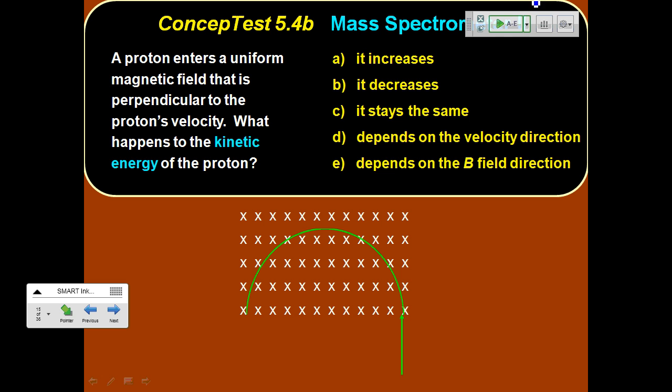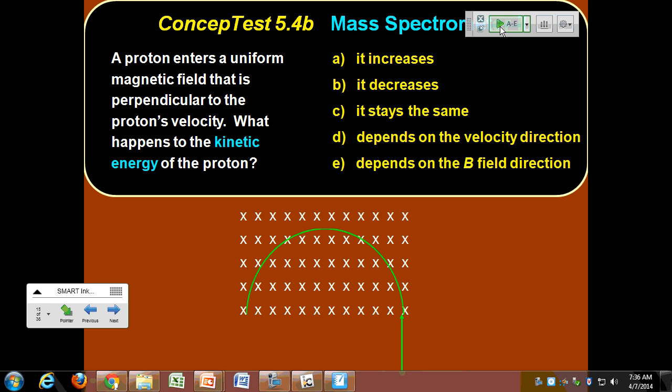All right, a proton enters a magnetic field. It's perpendicular to the velocity. What happens to the kinetic energy of the proton as it travels in this magnetic field? Remember, what type of force is a magnetic force? We call that a particular type. It's called a what? Conservative. Okay, it is conservative. What else?